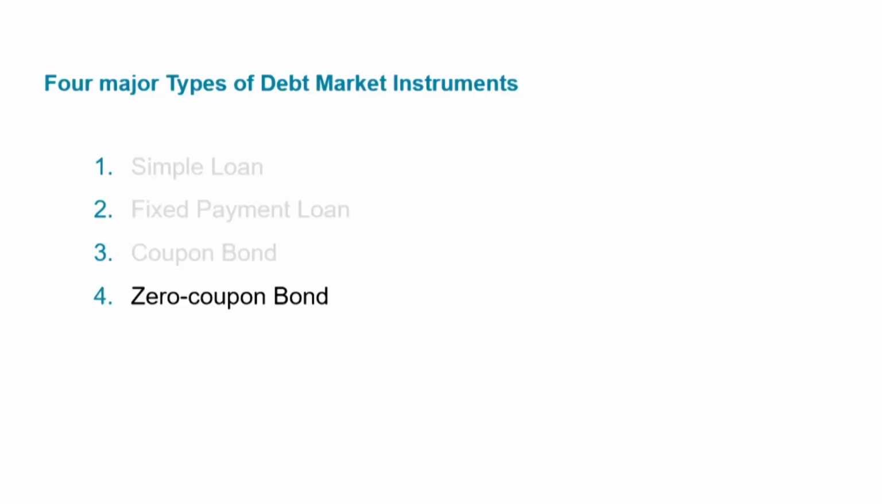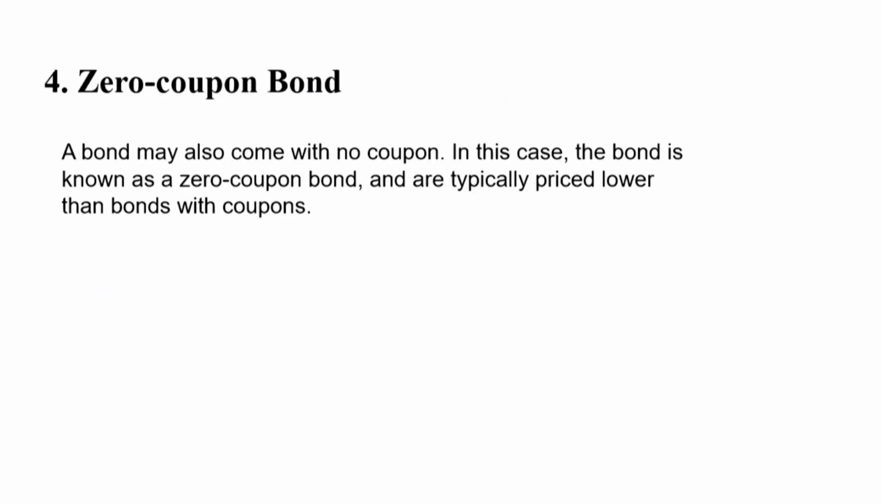4.09%. So let's now move to the fourth instrument, that is called zero coupon bonds. In the zero coupon bond, we don't have this coupon payment. Semi-annually, there is no coupon payment. So a bond may also come with no coupon. In this case, the bond is known as a zero coupon bond and are typically priced lower than the bonds with the coupon.